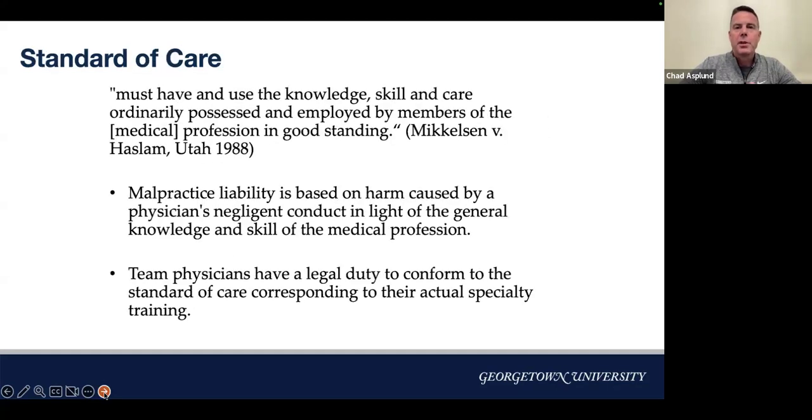The standard of care, when you think about malpractice and when you think about cases, you're always kind of held to what is the standard of care. A case back in 1988 said that team physicians must have and use the knowledge, skill, and care ordinarily possessed and employed by members of the profession in good standing. So is the care that you provided reasonable? Is it current? Is it the standard of care? Malpractice is generally based on harm caused by negligence in light of the general knowledge and skill of the medical profession, and team physicians have a legal duty to conform to that standard of care.